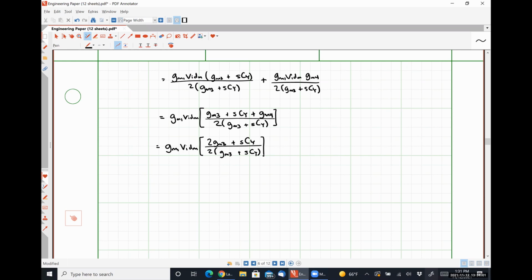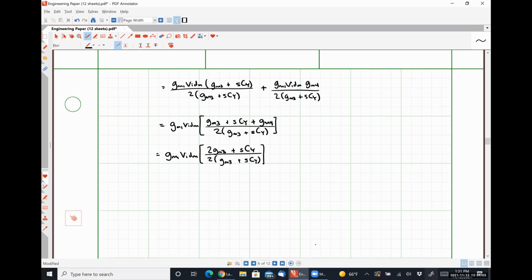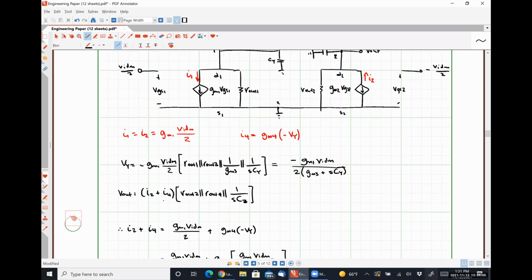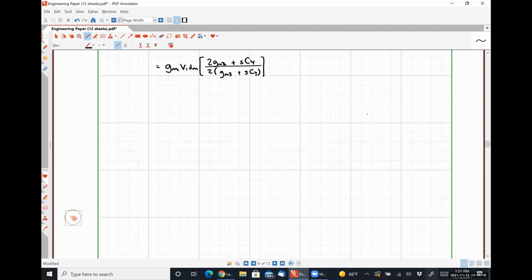All right, so now let's look. We got the I2 plus I4 bit taken care of. Now let's look at what happens when we have R out 2 in parallel with R out 4 in parallel with 1 over SCZ. And I'm going to do this in a very specific way, the reasons for which will be obvious shortly.